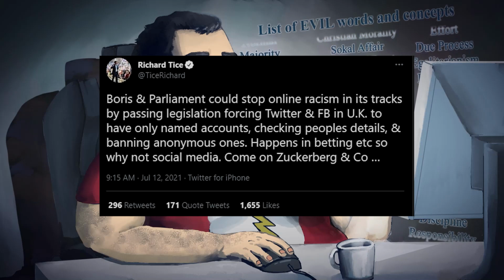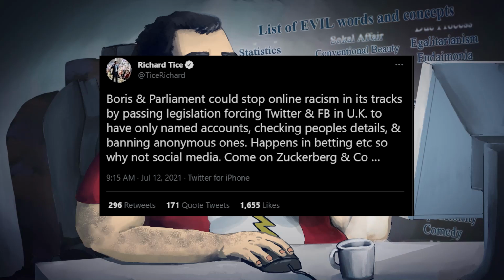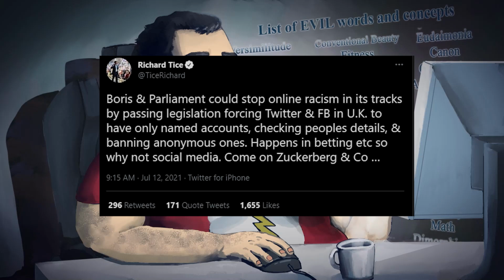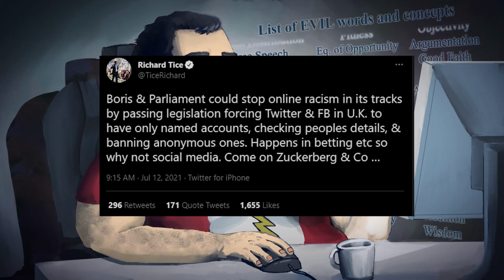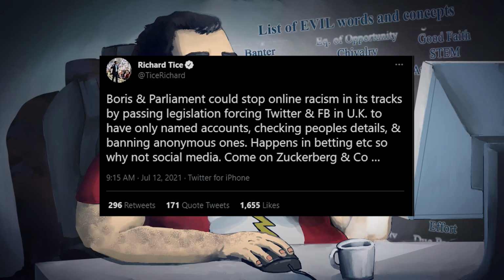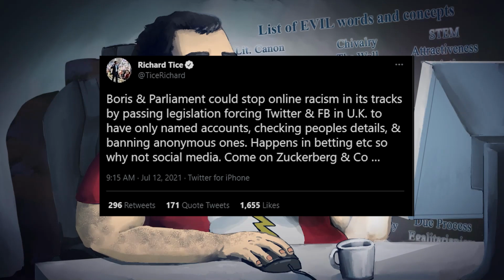"Boris and Parliament should stop online racism in its tracks by passing legislation forcing Twitter and Facebook in the UK to have only named accounts, checking people's details, and banning anonymous ones. It happens in betting, so why not social media? Come on, Zuckerberg." Literally an online "papers, please."